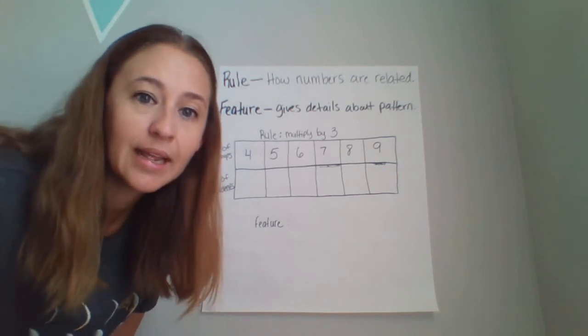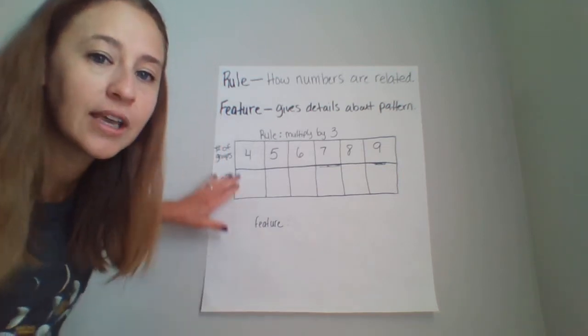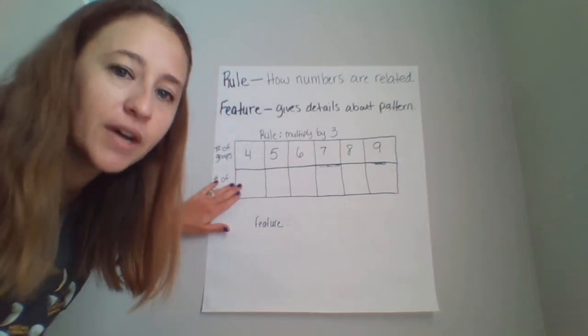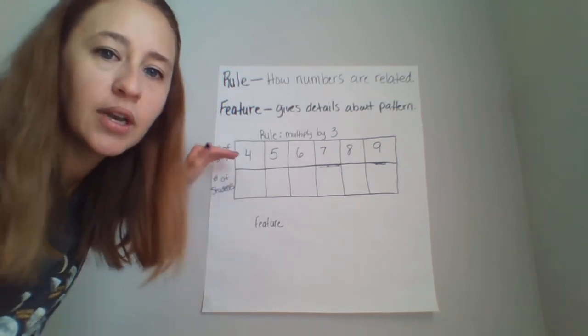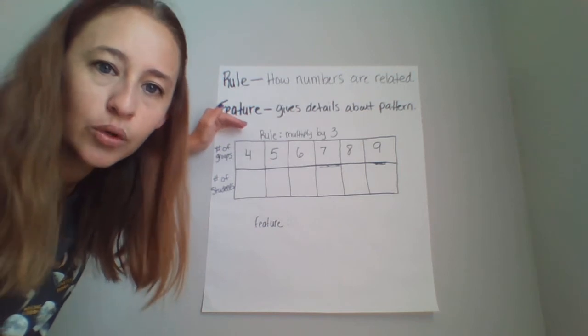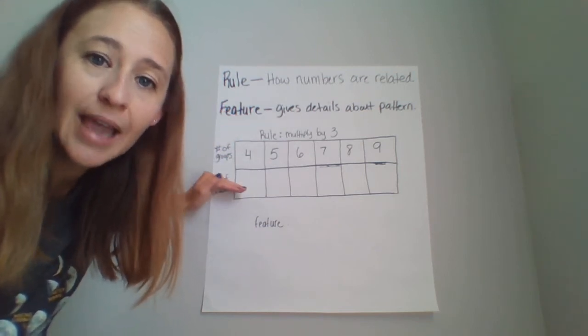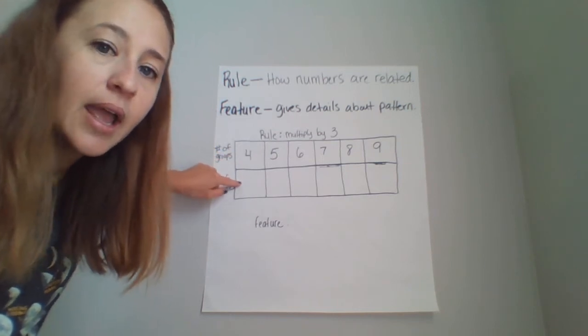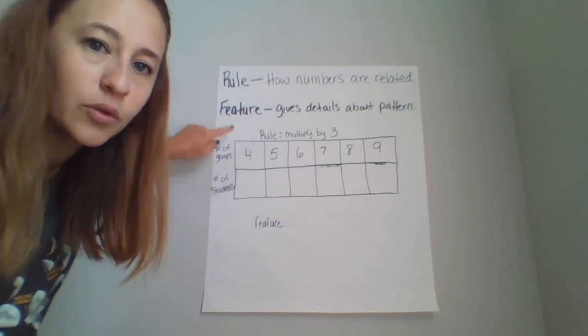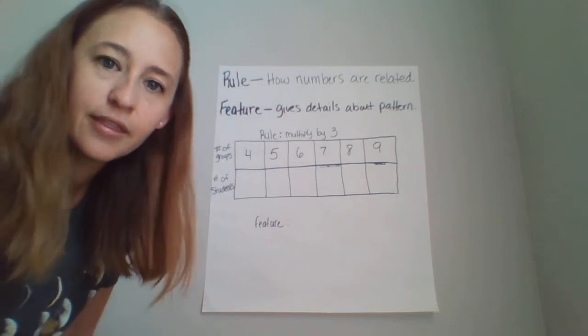So before we get started with anything else, we're going to look at this little thing right here. This is called a function table. A function table is kind of like a machine. You put a number in, you apply a rule, and then you get a new number in the output. So this is your input, this is your output. And you get your output based on the rule that is on the function table.